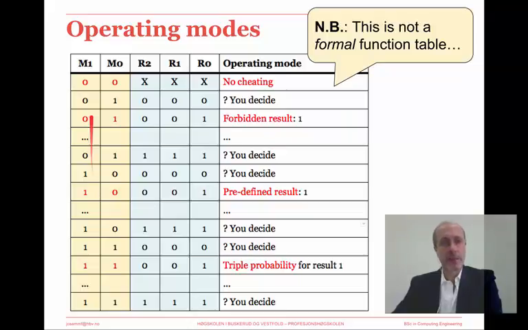On the contrary, if the M inputs are driven to 1, 0, then we will have selected the predefined result mode, and in that case the combination driven to the R inputs will specify the result that shall always come out. And finally, if we drive both M inputs to logic 1, then we will be in the triple probability mode, where the result specified by the R inputs shall have triple probability when compared to all the other results.